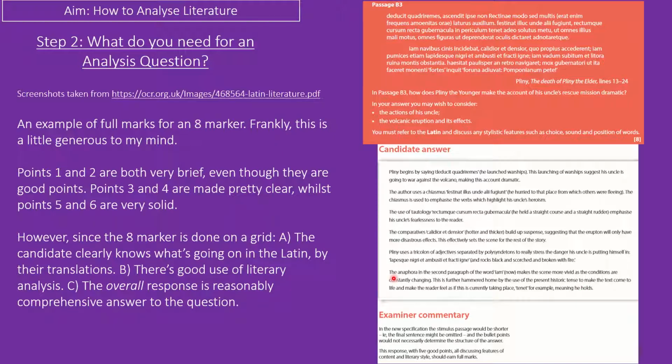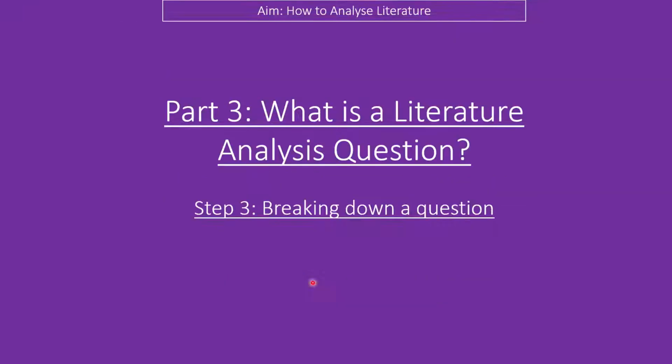So overall, they've given a lot of points, they've translated them all, they are using literary analysis: tautology, chiasmus, comparatives, tricolon, anaphora, historic present. There's enough there. And so overall, because it's marked on a grid rather than a sort of bullet point yes-no, it comes to a reasonably comprehensive answer to the question. Okay, so that's what you need for one.